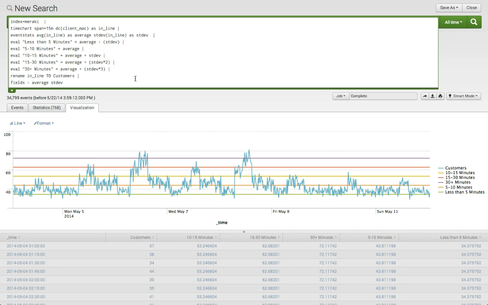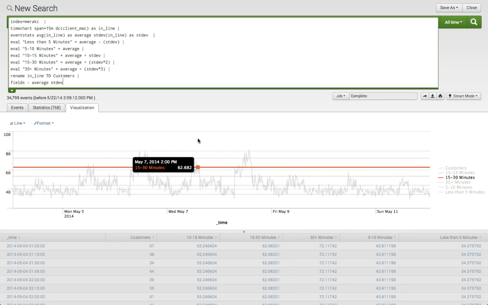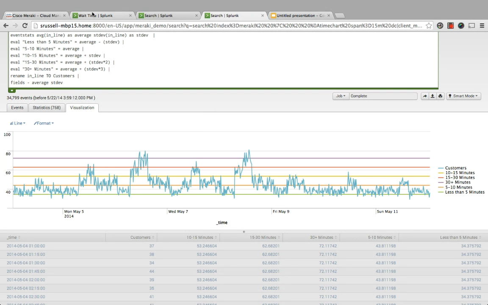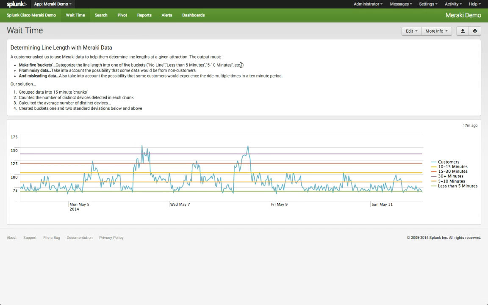And so that's what we did. In a real life situation, you could run a query like this over the last 10 minutes and determine which of these buckets it falls into. You could, using Splunk's API, broadcast the result of that search into an app or, say, a dashboard that's visible throughout the facility, anything like that to help your customers know which lines are the shortest and which lines they should avoid for the time being.